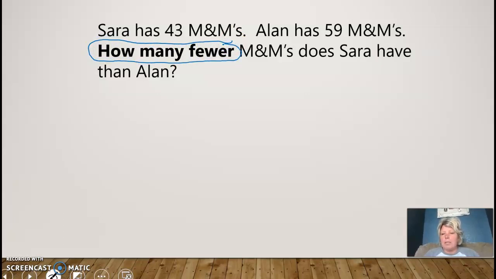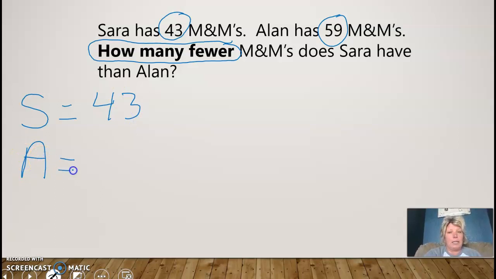And I remember some math words. The word fewer means it's less than. So we want to know how many less does Sarah have than Alan? Well, our important information in here, we know that Sarah has 43 and Alan has 59. And again, I like to just write it off to the side. I'm not going to really draw a picture with all those M&Ms because that would take too long. But Sarah's equals 43. And Alan, I'll put an A for Alan, he has 59.